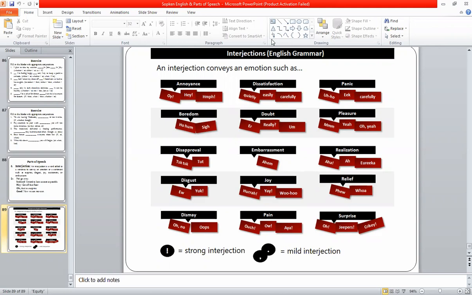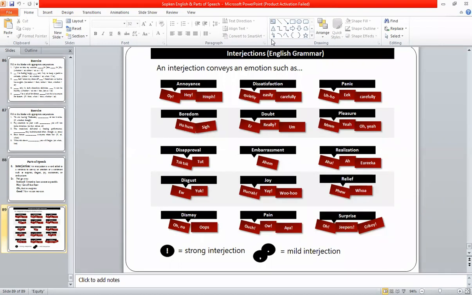Then the next feeling is doubt. So when we are having doubt, we use words like "really" to show the doubt. Really, these are the doubt-showing interjections.